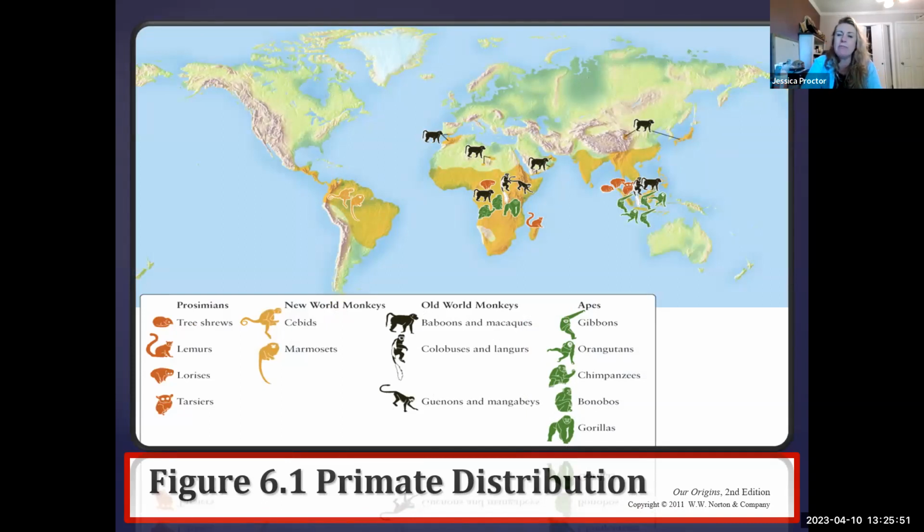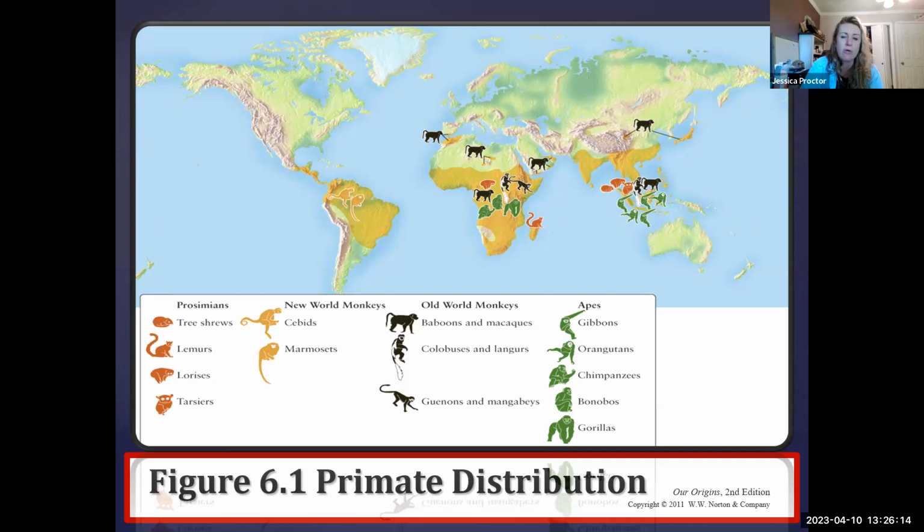Okay, so now we're going to get into even more details. We talked about exactly what is a primate, how do we define a primate? So now we're going to divide it up even further and look at the different groups of primates. We're going to have the lower order, what we call strepsirrhines or prosimians. That's going to include the tree shrews, the lemurs, the lorises, and the tarsiers.